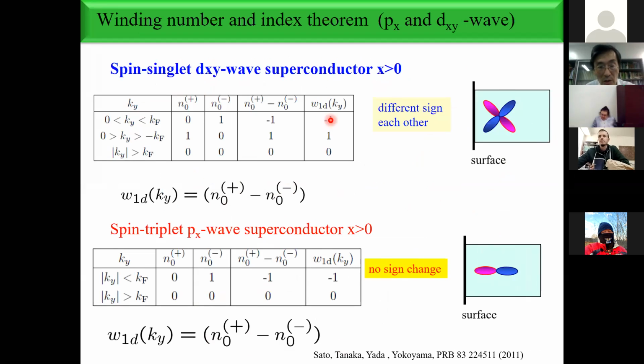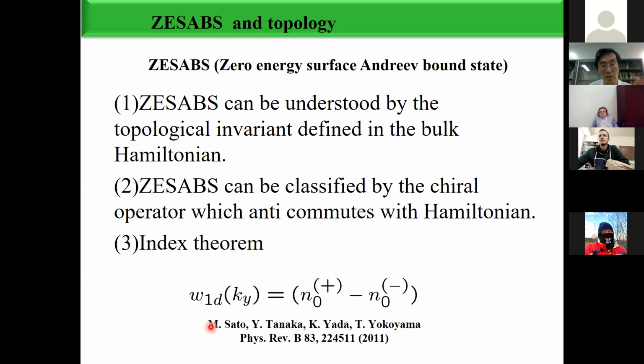In the D-wave case, the winding number changes sign for positive ky and negative ky. On the other hand, in the px-wave case, there is no sign change. So is it possible to detect such a sign change in charge transport behavior? It is actually possible, and we would like to explain later. First, we would like to summarize up to now.